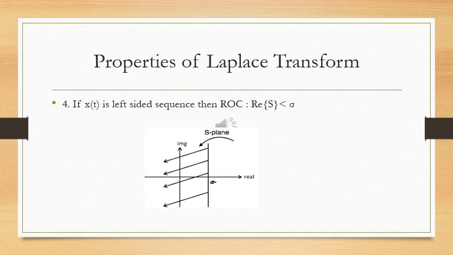Fourth property of Laplace transform: if x of t is a left-sided sequence, then the ROC will be real of s less than sigma. Now again, if we consider the same example, F of s is equal to s plus 1 divided by s minus 1.